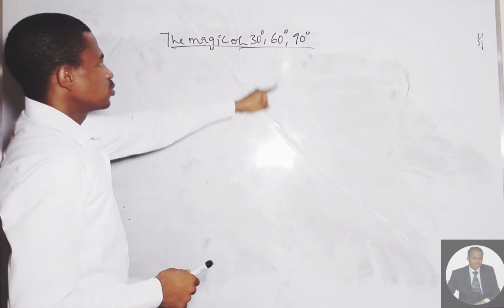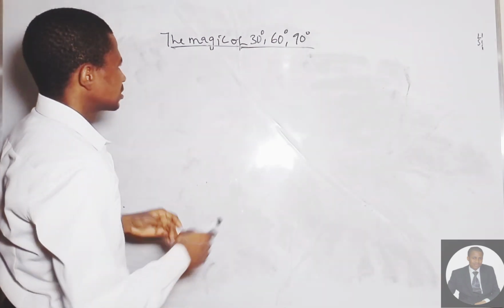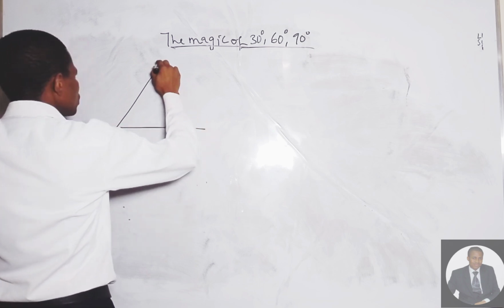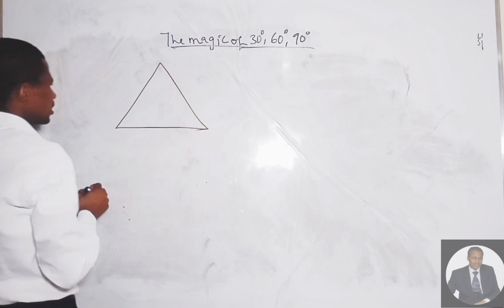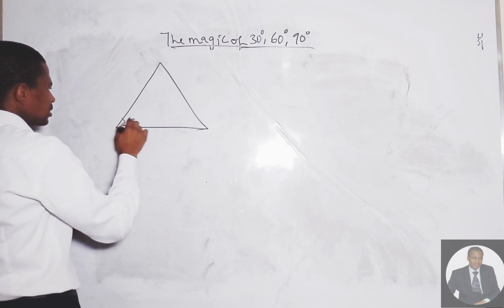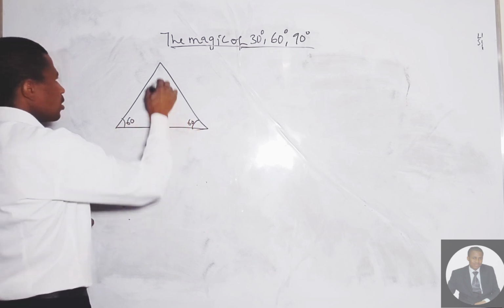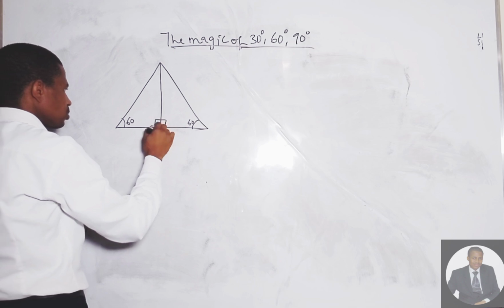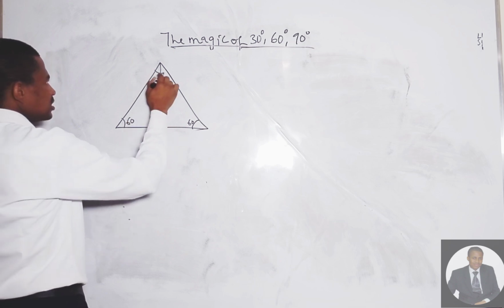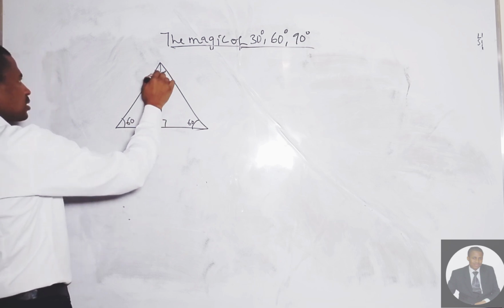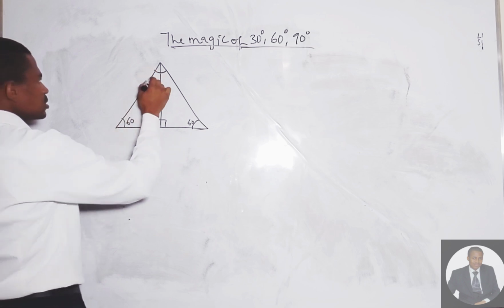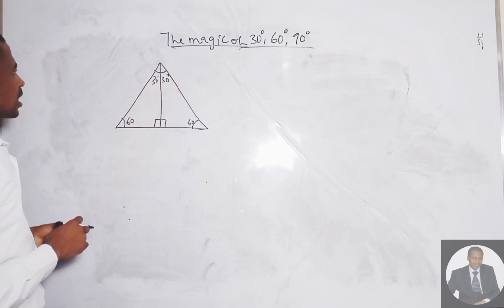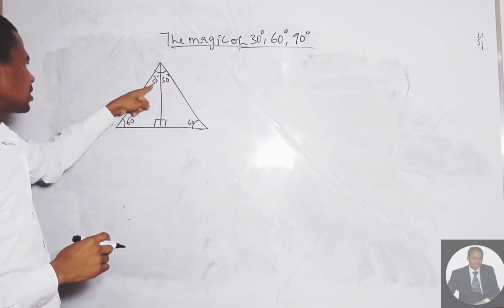To buttress this point, once we have 60, it shows that it's likely to be an equilateral triangle. So we draw an equilateral triangle to buttress the teaching. The sides are equal, so each angle is 60 degrees. But now we're going to divide it into two so that we can have a right angle triangle. Since the apex, the peak, is 60 degrees, you're going to divide the angle into two equal halves, which will give us 30.